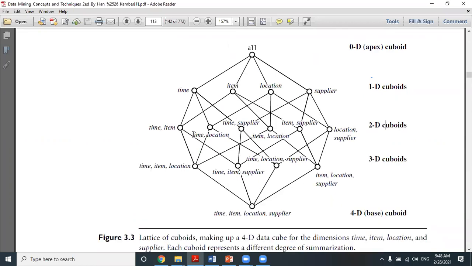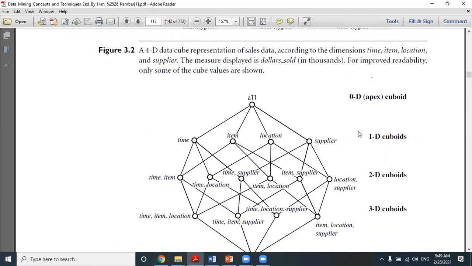Now again we move further, from 2 dimensions to 1 dimension. How? Time and item will be divided into 2 unique dimensions: the time dimension and the item dimension. Time and location will be divided into the time dimension and the location dimension, and because the time dimension already exists, the mapping will be on the same node. Then time and supplier will again be divided into the time dimension and the supplier dimension. In this way, each 2-dimension set is mapped into individual unique dimensions, and we convert the 2D cuboids into 1-dimensional cuboids.